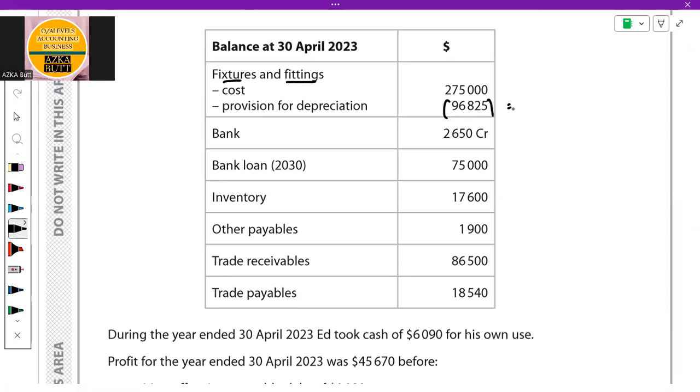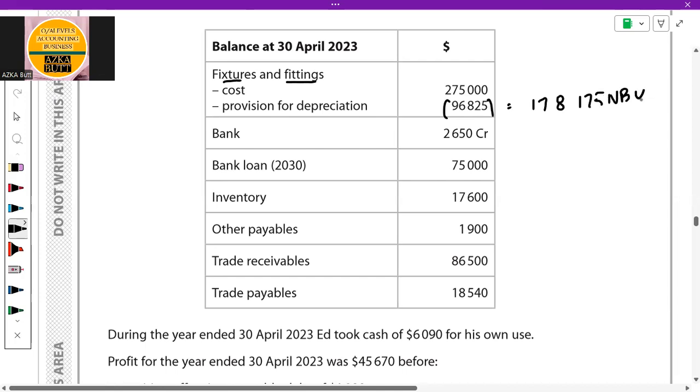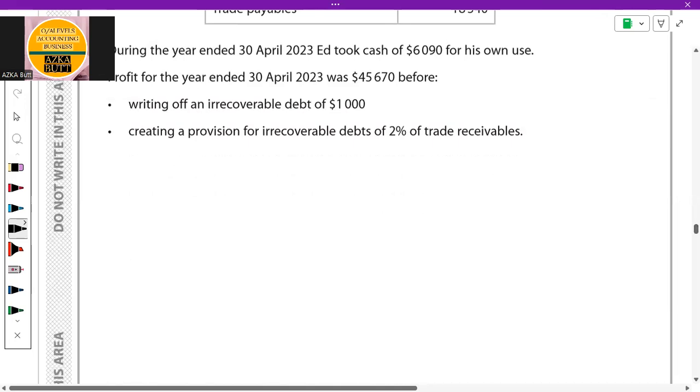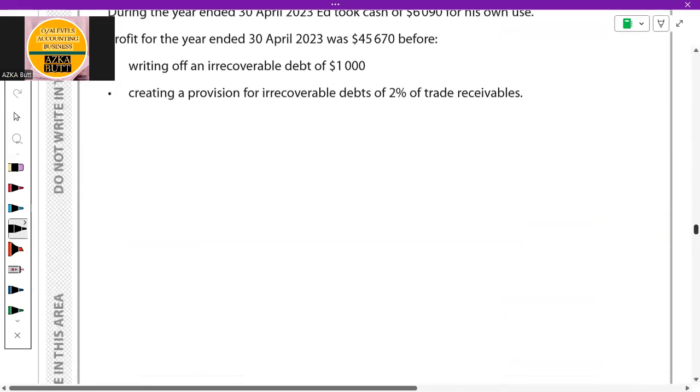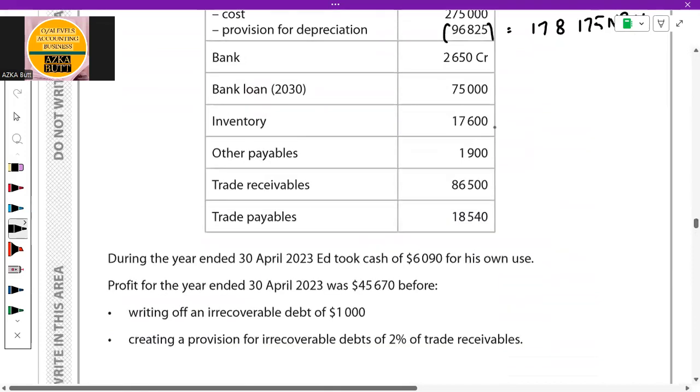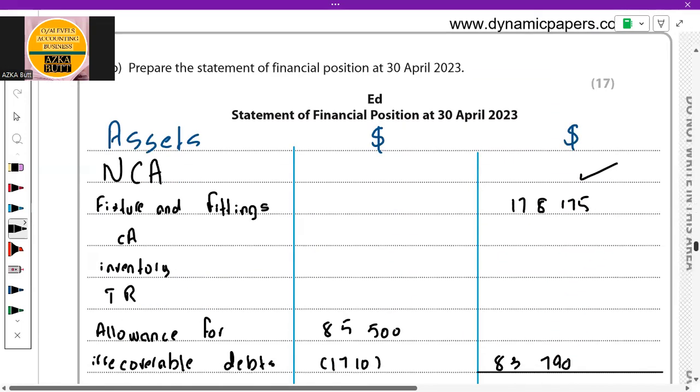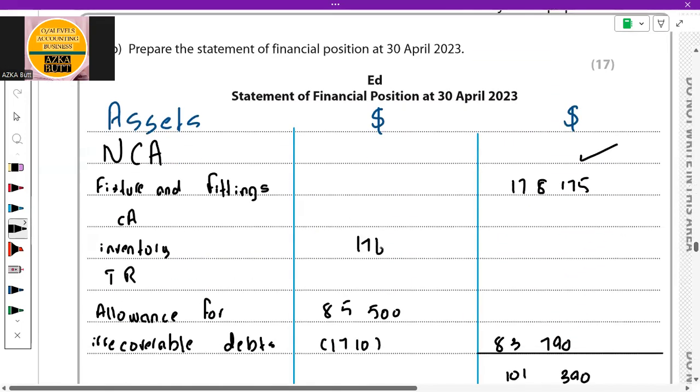So 275,000 minus 96,825. Okay, so you have 178,175. So this is your net book value. Now write the net book value in the non-current assets. After that, we have to write the current assets, in which we have the inventory, which is 17,600, and we have the trade receivables, and the total receivables were 85,500.